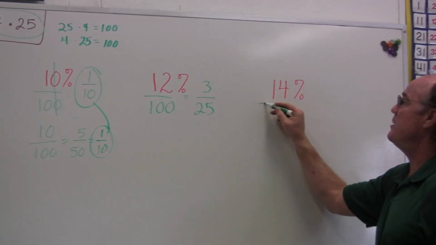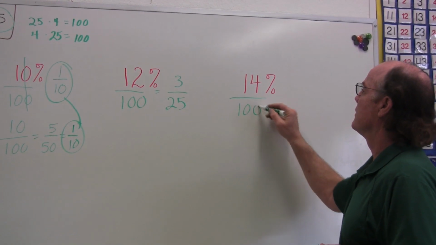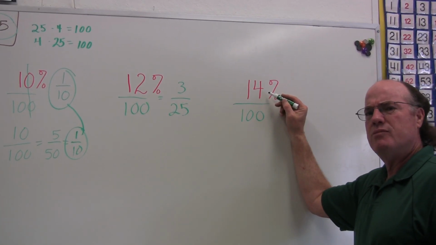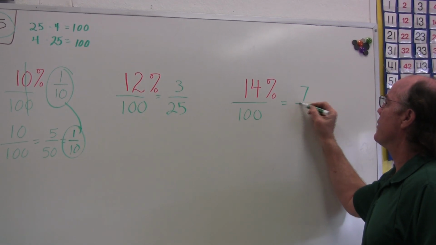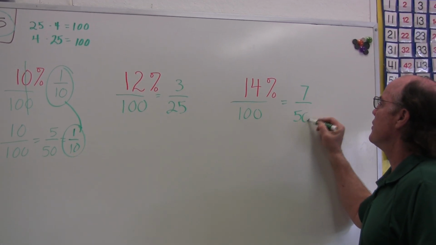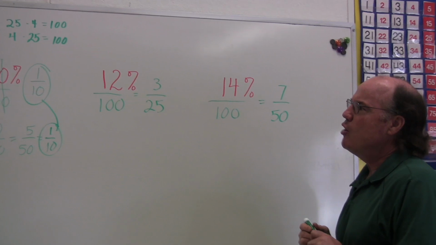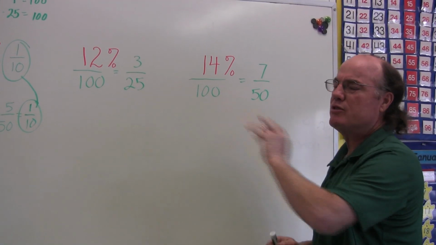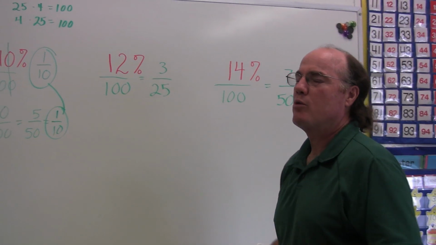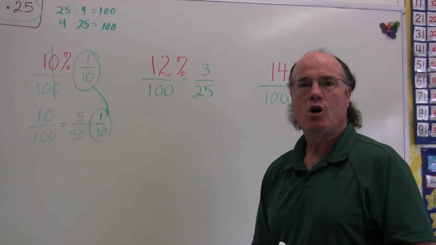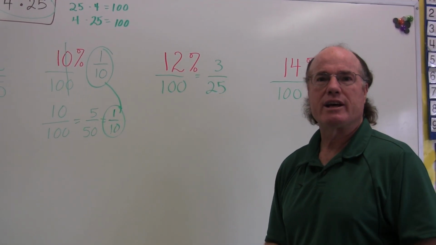If we go to 14%, does 4 go into here? No. 2 does. 2 times 7. 2 times 50. And those really are the toughest problems that you might have for the homework problems 4 through 15. All right? Soon we'll go on to our next section.